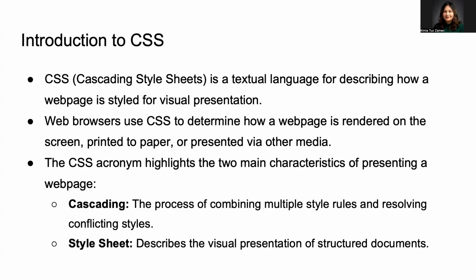The acronym CSS itself actually explains two important ideas. The word cascading refers to how multiple style rules can be applied to the same element, and if there's a conflict, the browser follows a set of rules to decide which style wins. The term style sheet means it's a collection of instructions that describe the visual presentation of a structured document, in our case, an HTML page.